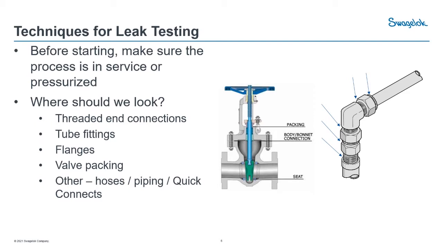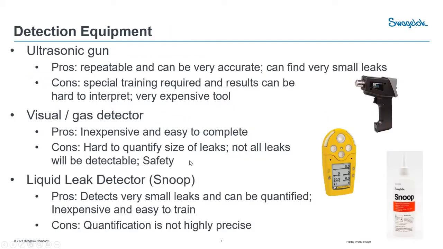Then finally, quick connects. Don't forget your quick connects. A lot of times, if you have a quick connect on the process that's sitting uncoupled all the time, there's a little tiny check valve in there that could leak by over time. So make sure you're keeping an eye on those as well and looking for possible leak points there. So that's the areas we look. Now, how do we look?